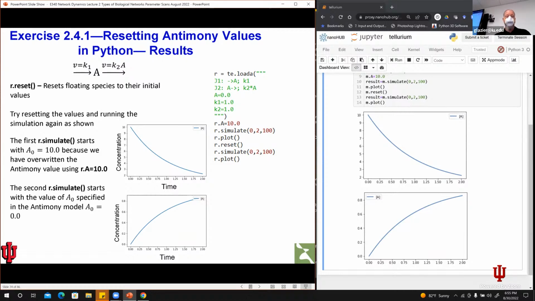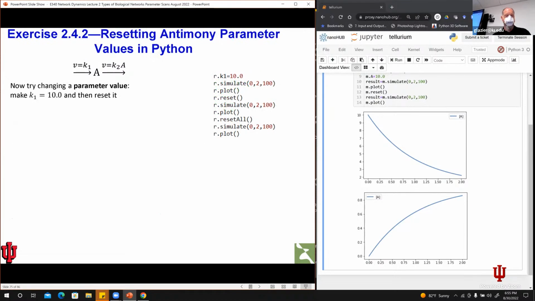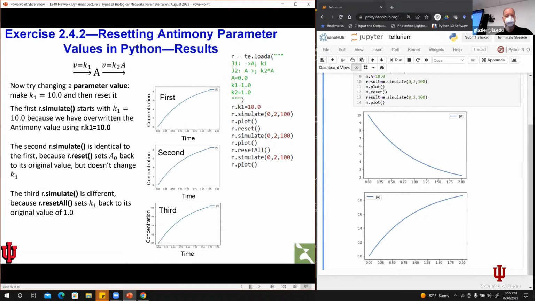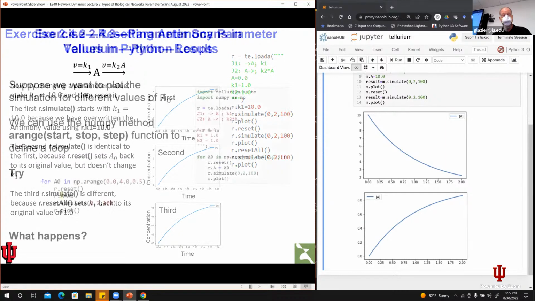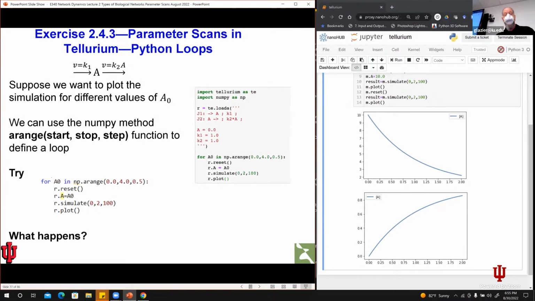And so this is the example that we just walked. And I'm not going to go through all of the examples, but we can play around with exactly what's reset, how, and when. So now I want to do a little scan where I'm going to use a loop to change the value of A and run the simulation.